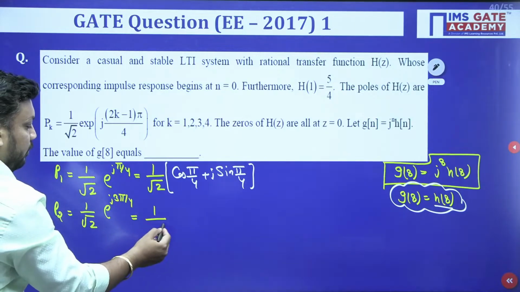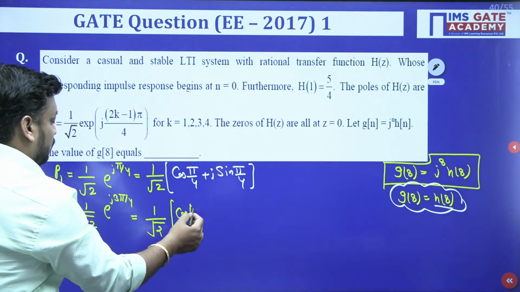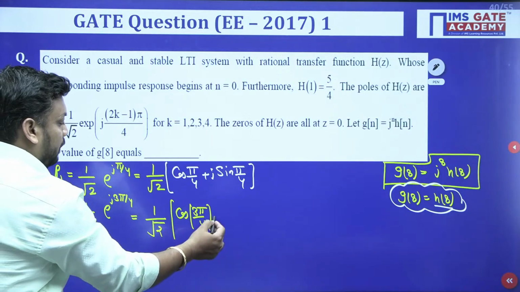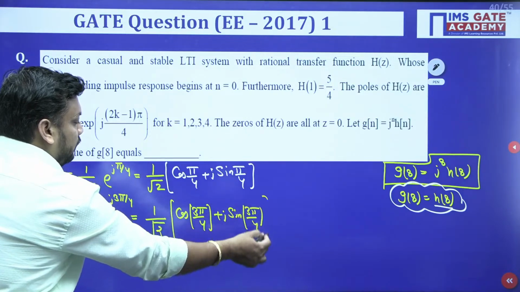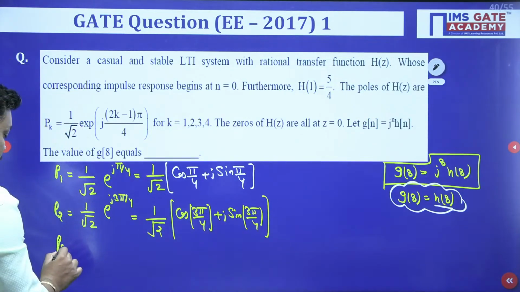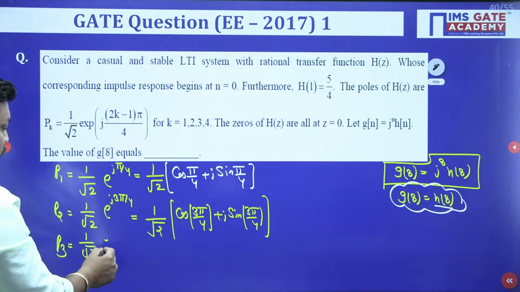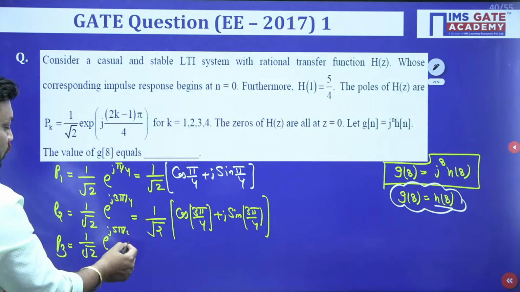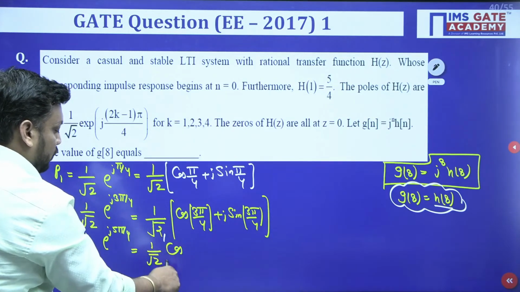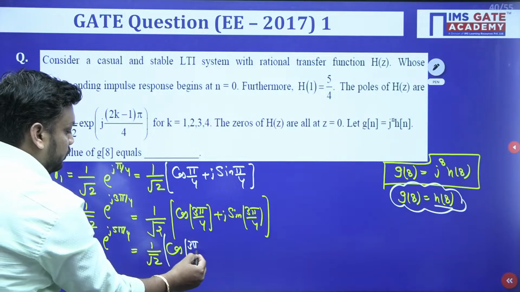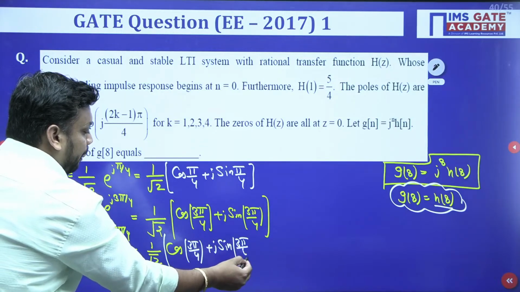So ultimately it will be 1 by root 2, and here what we should write? We should write cos of 3 pi by 4 plus j of sin of 3 pi by 4. Similarly students, if I talk about p3 here, p3 is nothing but 1 by root 2, 3 to 6 minus 1, 5, so e to the power j 5 pi by 4, so ultimately you will get 1 by root 2 cos of 5 pi by 4 and plus j into sin of 5 pi by 4.